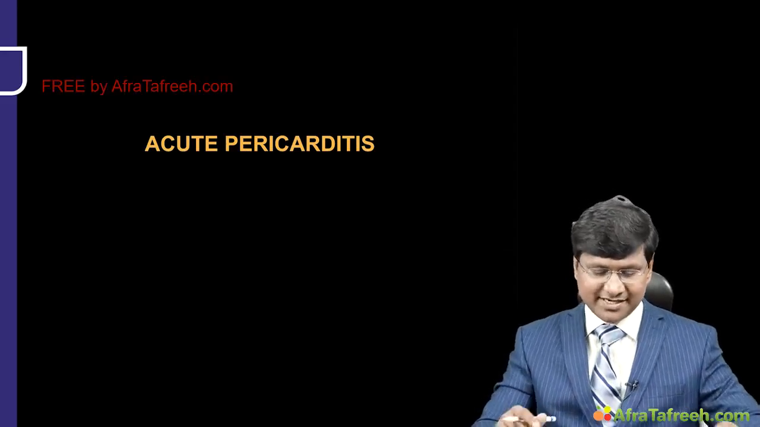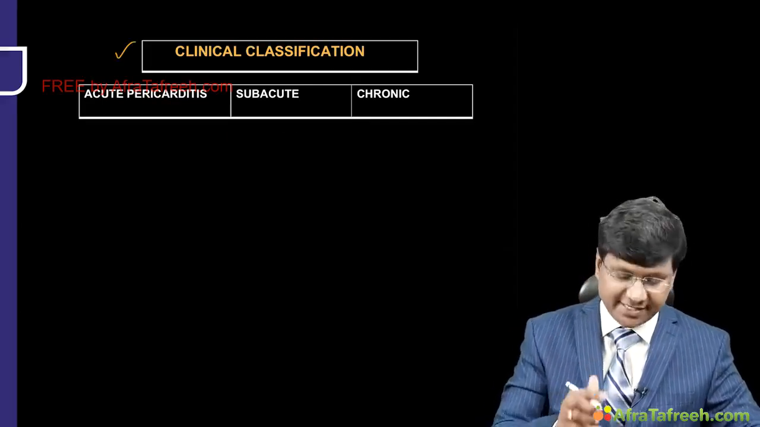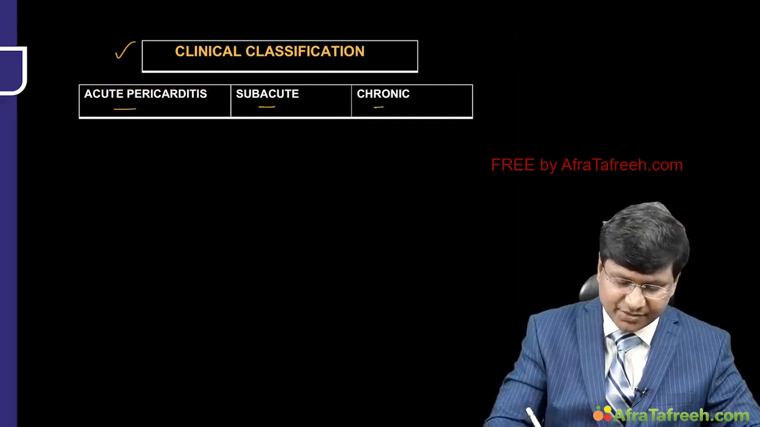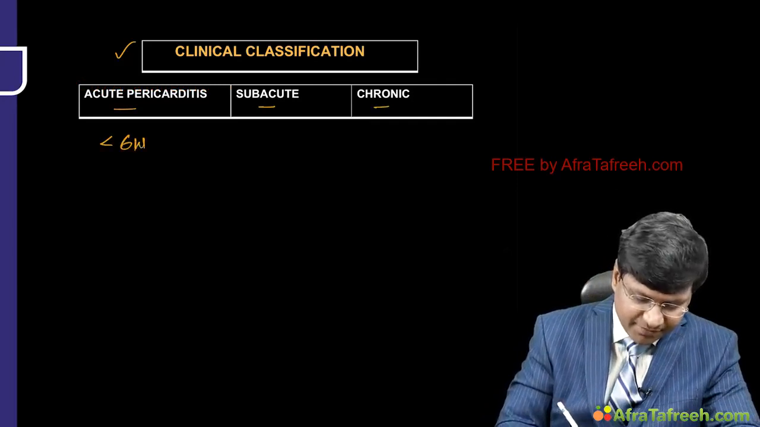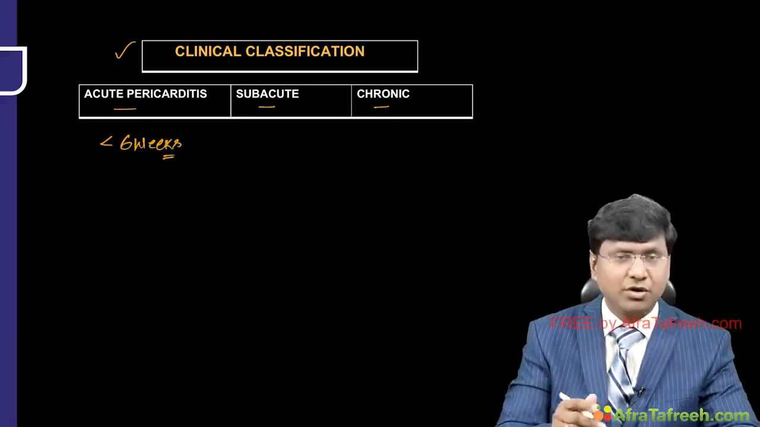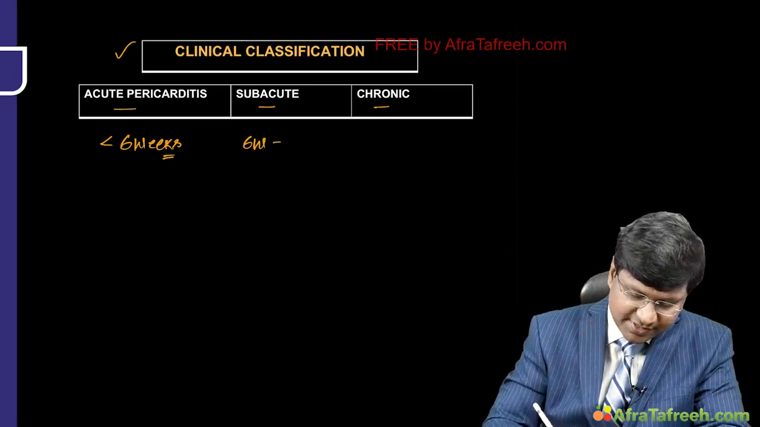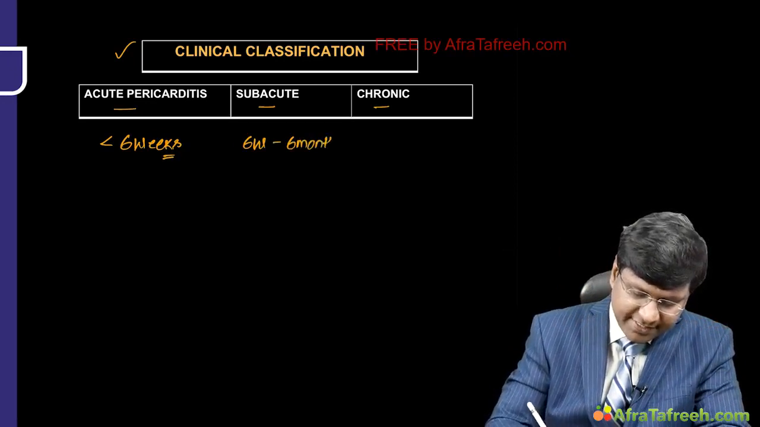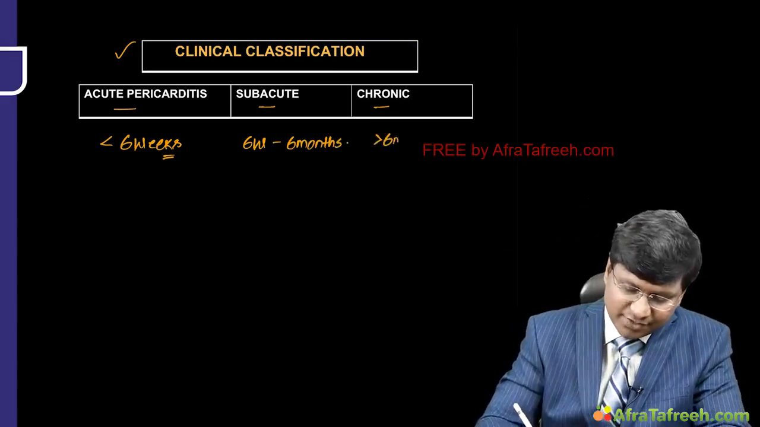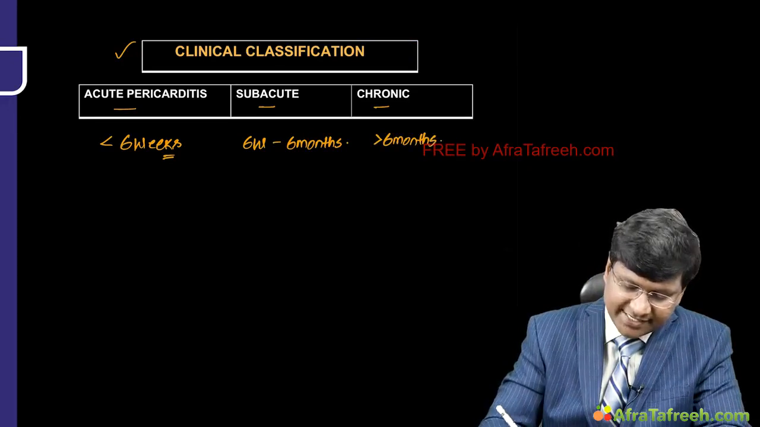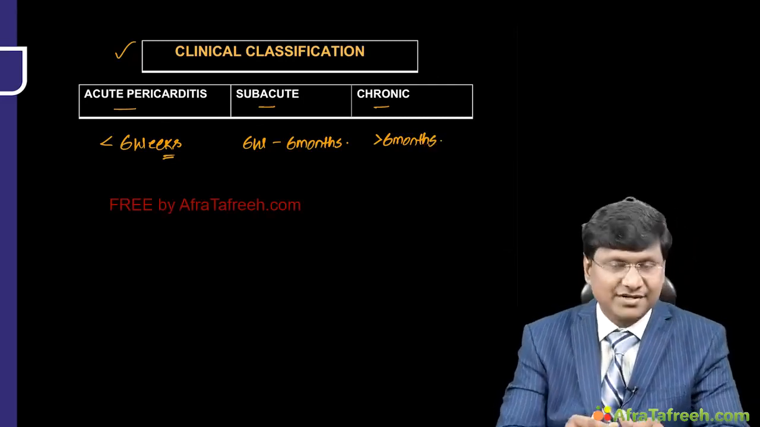Now let me take up the detailed discussion of acute pericarditis. If you take the clinical classification of pericarditis, we have acute pericarditis, subacute, and chronic pericarditis. We use the terminology acute pericarditis if the duration is less than 6 weeks, and if it is 6 weeks to 6 months, then it is considered subacute pericarditis. And if the duration is more than 6 months, then we consider it chronic pericarditis.